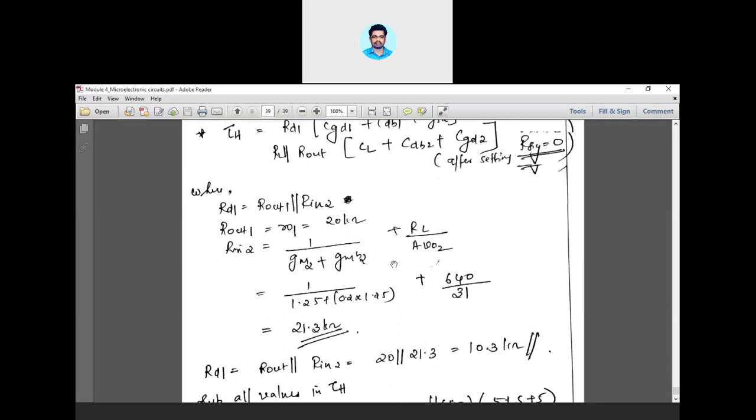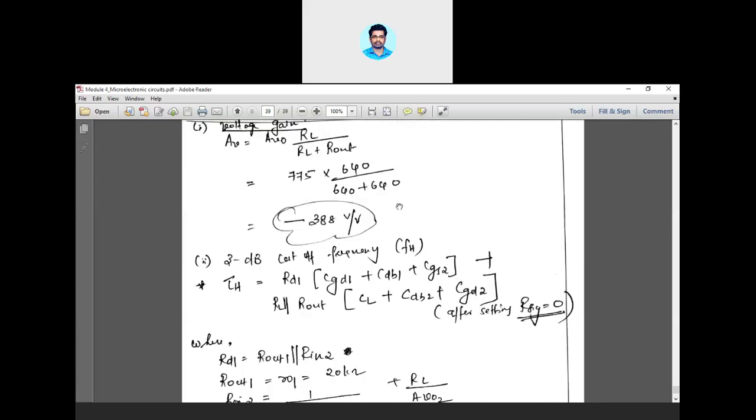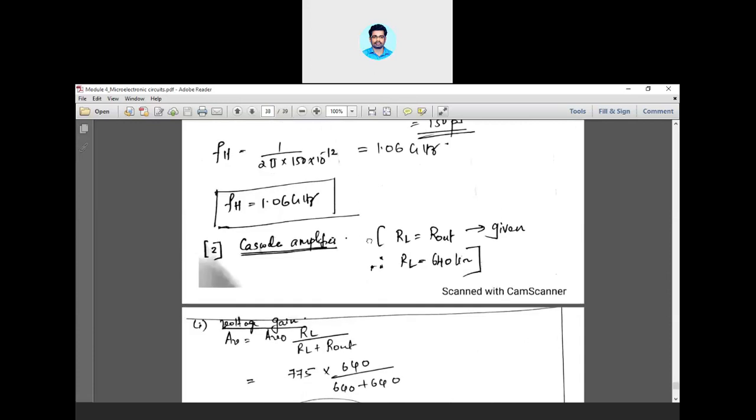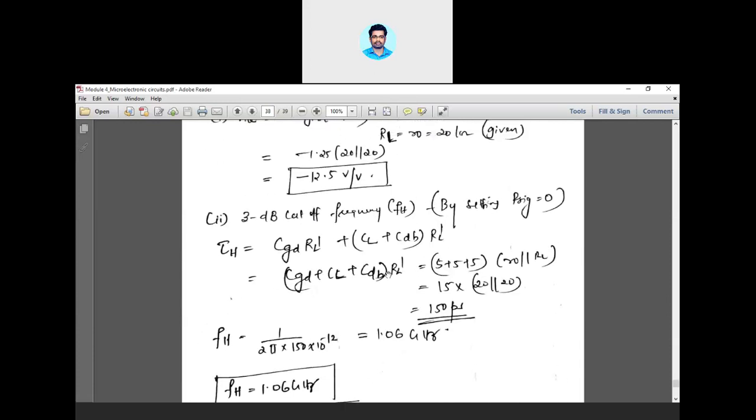So I will try to find how much decrease has occurred. Earlier the gain was 12.5. From 12.5 it has increased to minus 388. So just find the multiplication factor, 388 divided by 12.5. So that much gain has increased. That is a multiplication factor actually, 388 divided by 12.5. The same factor is compensated in bandwidth. Bandwidth is 1.06 gigahertz for common source.